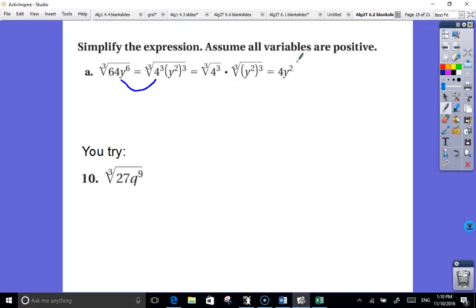Now, there's nothing wrong with the way they show this here. And if you want to show your own work that way because you think it makes sense to you, that's fine. Usually, I break it up into the different factors. So this is the third root of 64 times the third root of y to the 6th. And the third root of 64 we know is 4. And then in order to know how many y's I'm going to take outside, I divide the exponent of 6 by the index of 3. So 6 divided by 3 is 2.